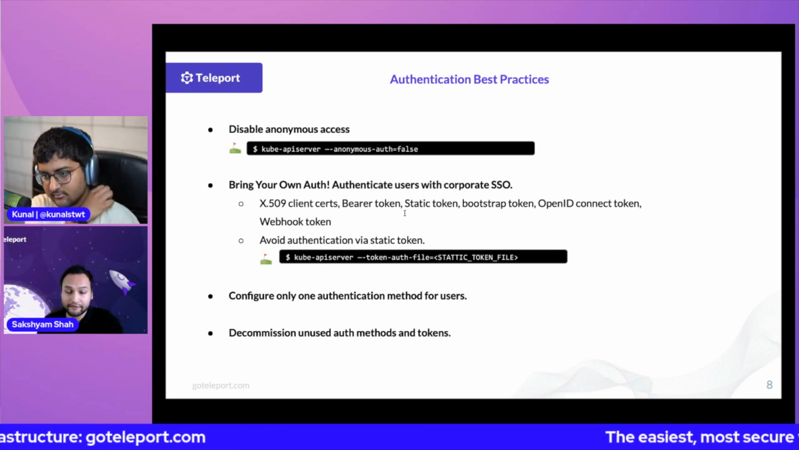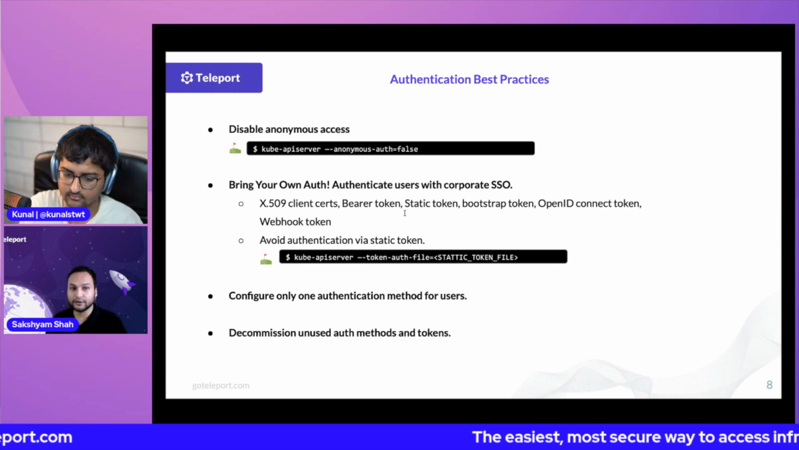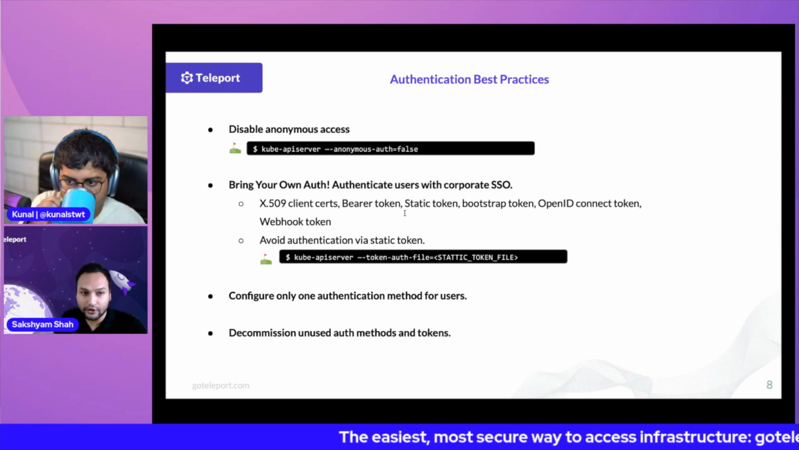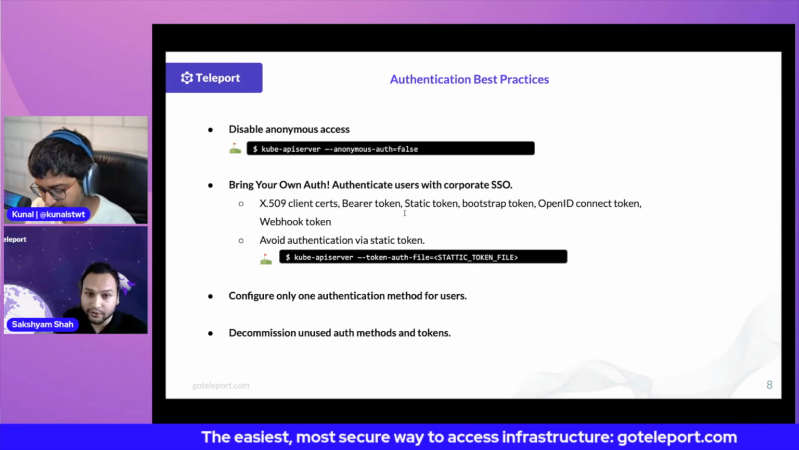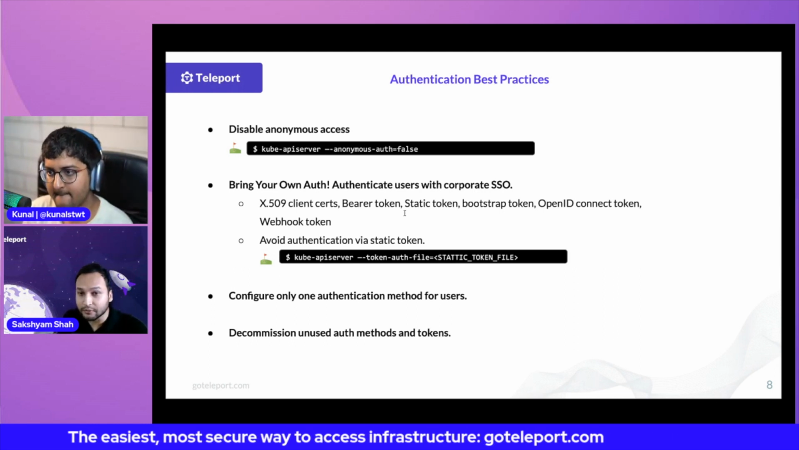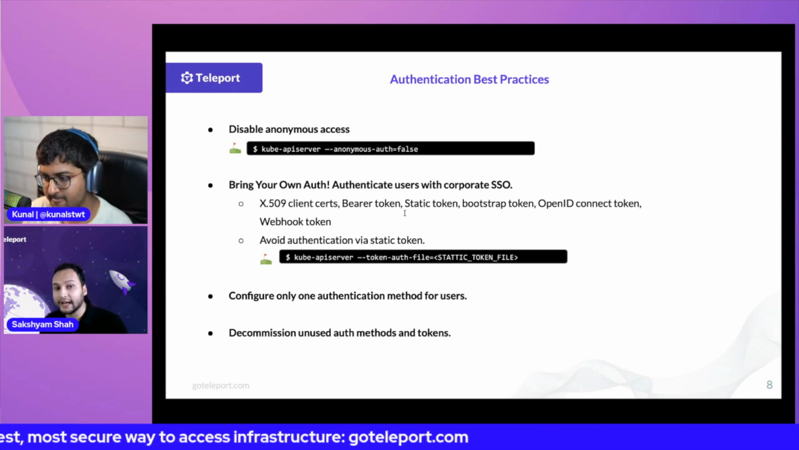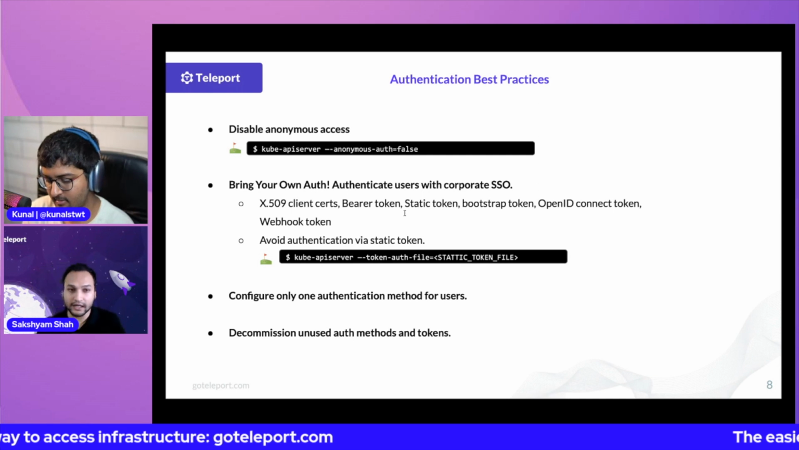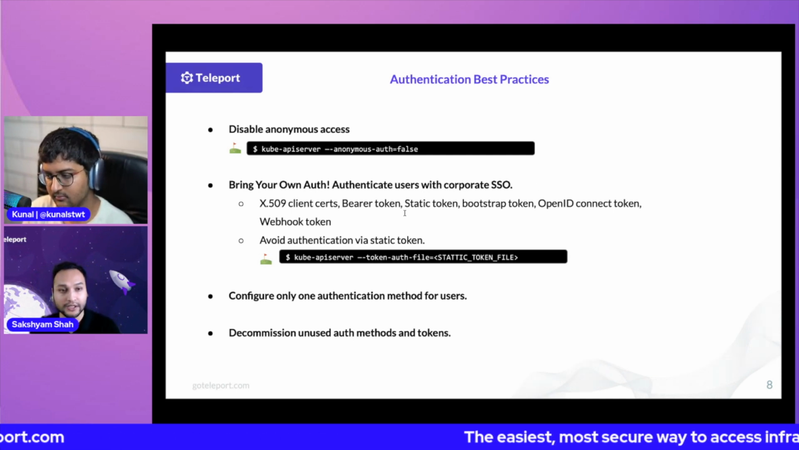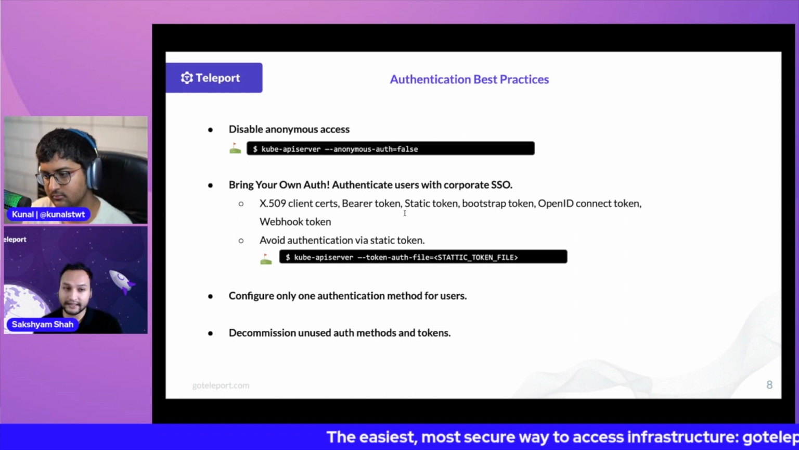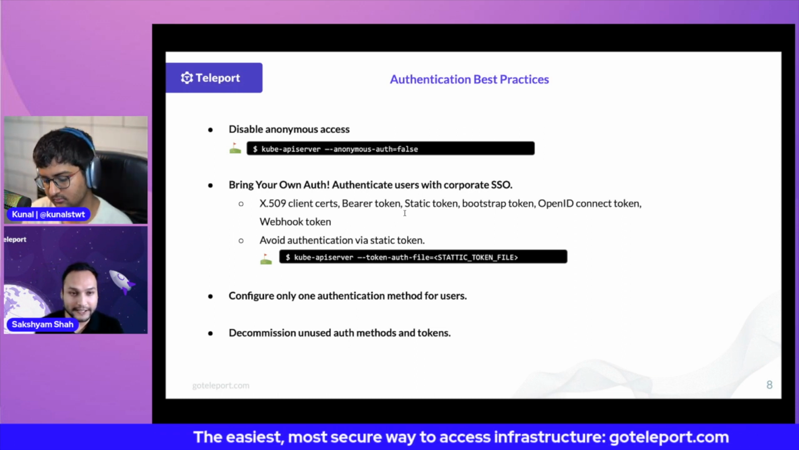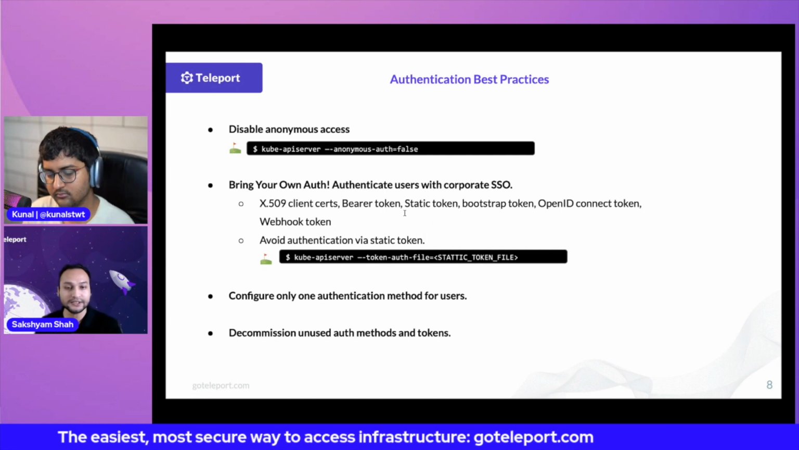Kubernetes supports various types of authentication, including certificates based on X509, bearer tokens, static tokens, bootstrap tokens, and OpenID Connect tokens. And you can use an OpenID Connect token to implement single sign-on. The other thing I want to mention here is avoid authentication via static tokens.